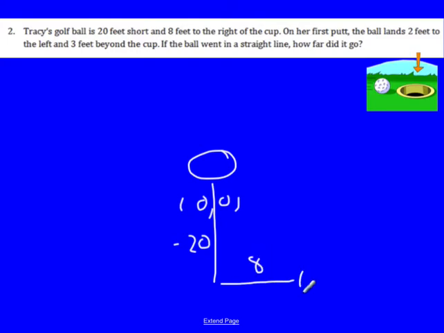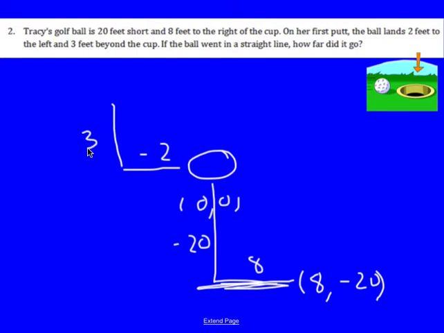Now, when I write out the coordinate point of this, I want to have how far I'm going horizontally first. I'm going 8 horizontally, so that's going to go first. And then I'm going 20 down, so that's going to be second. On her first putt, the ball lands 2 feet to the left. Now, whenever you go to the left, it's going to be negative. So I'm going to write that as a -2. And then it's going to go 3 feet beyond the cup.